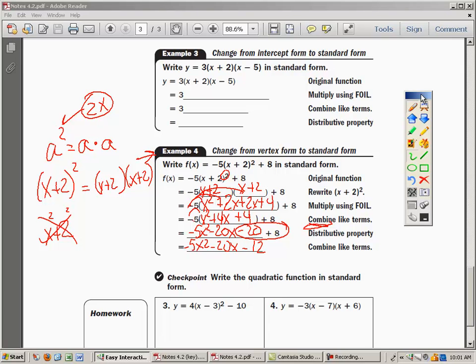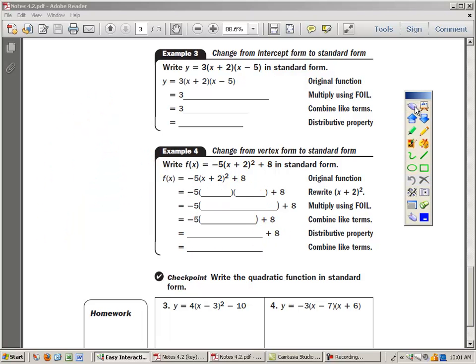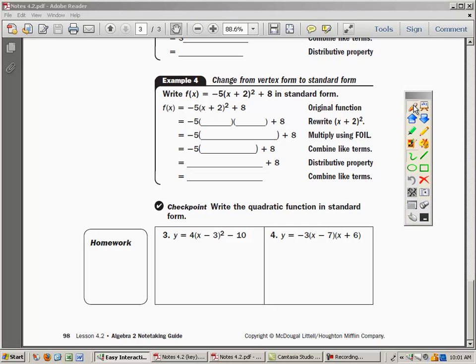All right, so last 2 problems. Go ahead and try the 2 checkpoint problems at the bottom of the page, and we'll be right back with solutions.